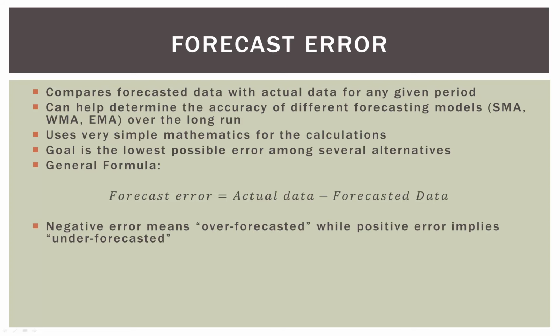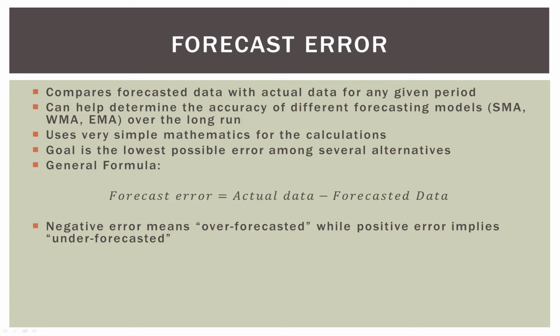Now, if we have a negative error, that means we over forecasted. So if we have a forecasted temperature tomorrow of 90 degrees, but it's only 86, then we're going to have a negative error, which means we over forecasted, we overshot what the actual data was by 4 degrees.